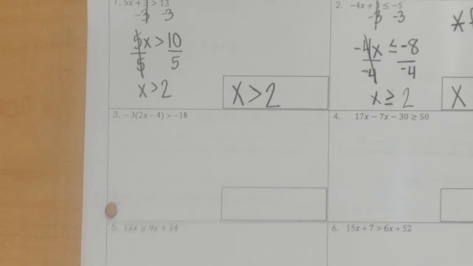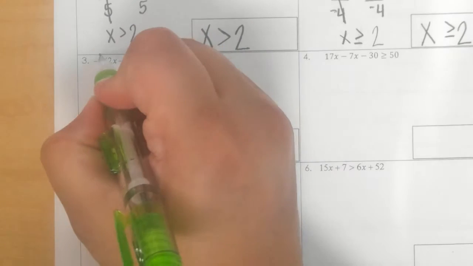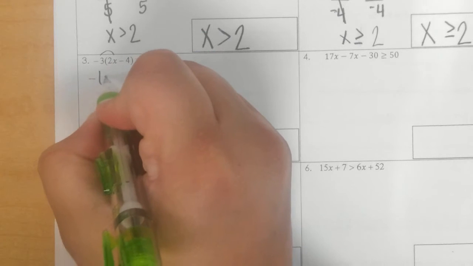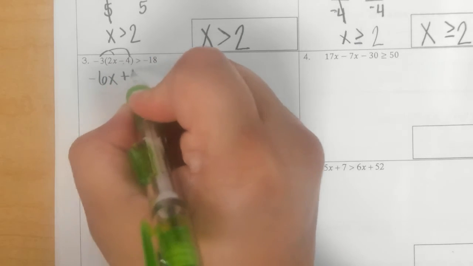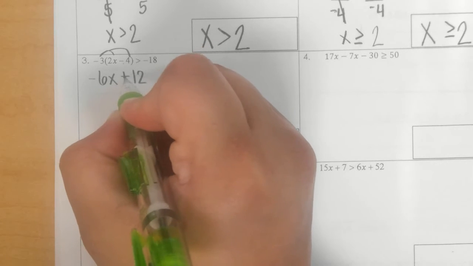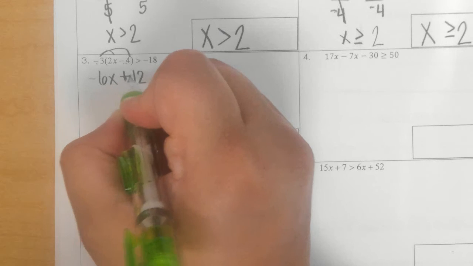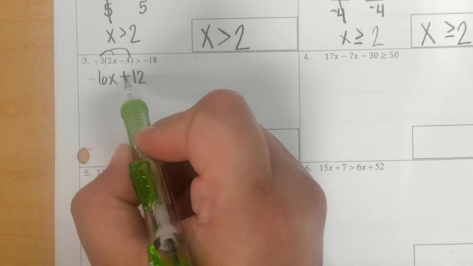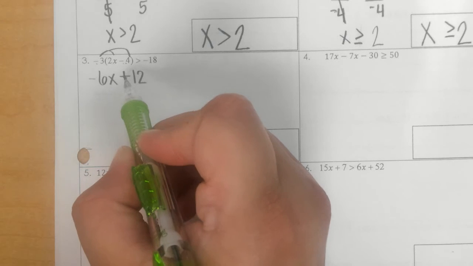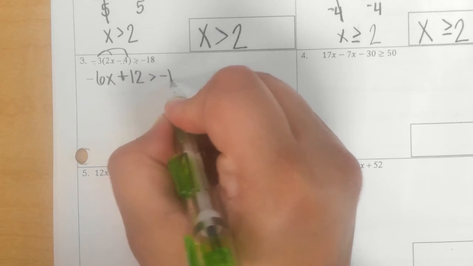Okay. Number 3, we can use the distributive property. So I could distribute the negative 3, get negative 6x. A negative times a negative is a positive 12. This is very important, this positive 12. A negative times a negative is a positive. You will see this on the test. We had a question like this on the first test, and the kids missed this because it was a negative here. It's supposed to be a positive. So greater than negative 18.